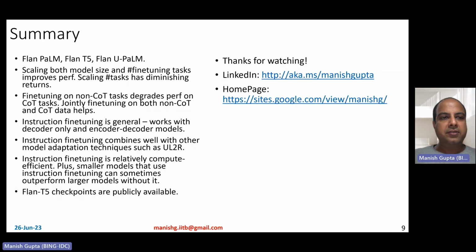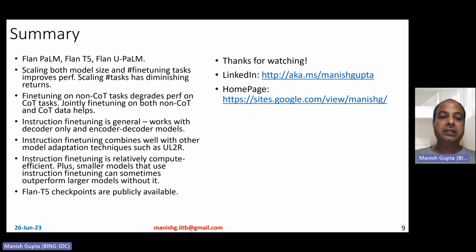Okay, so let me quickly summarize this video. In this video, I talked about Flan PaLM, Flan T5, and Flan UPaLM models, which have been instruction fine-tuned using the Flan 2022 collection, right? This particular paper showed that scaling both model size and number of fine-tuning tasks improves performance. Scaling the number of tasks has diminishing returns, but does increase the performance as the number of tasks is increased. Fine-tuning on non-chain of thought tasks degrades performance on chain of thought tasks only. However, jointly fine-tuning on both chain of thought prompting based tasks as well as non-chain of thought prompting based tasks actually helps.